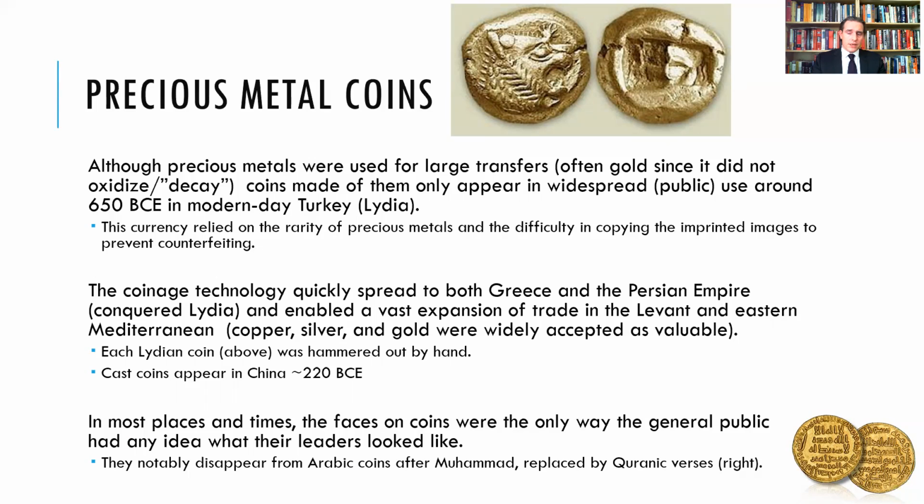Interestingly, though, we can see that faces disappear from precious metal coins in the Middle East with the rise of Islam, which felt that graven images of individuals might lead to idolatry. And so instead, on Islamic gold coins from the Golden Age, we actually find Quranic verse as a form of authority rather than the face of an individual monarch.